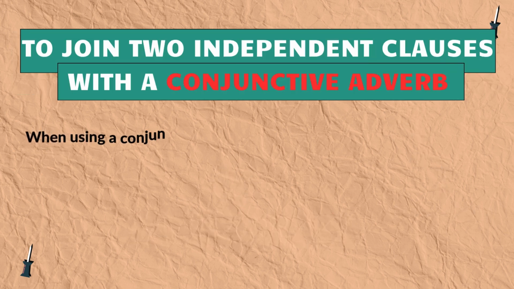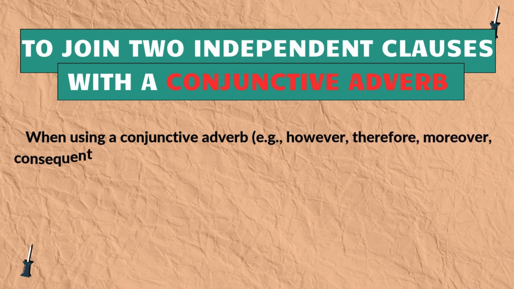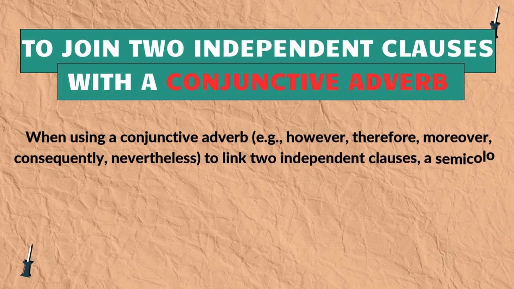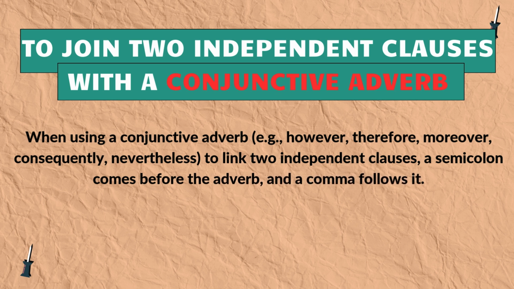Coming to the next use of semicolon. We use a semicolon to join two independent clauses with a conjunctive adverb like however, therefore, consequently, etc. We use a conjunctive adverb to link two independent clauses, and the semicolon comes before the adverb. It will always come before the adverb and a comma will follow it.